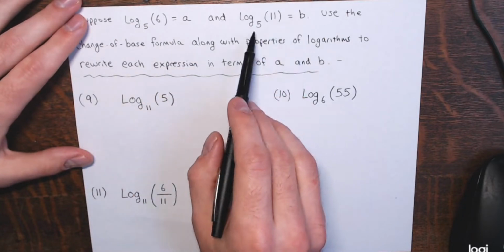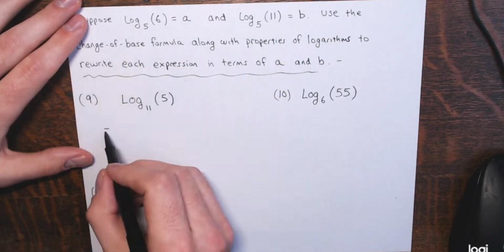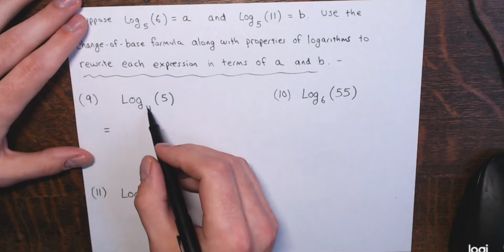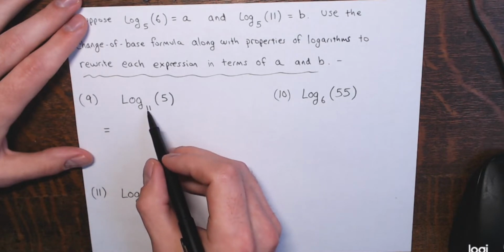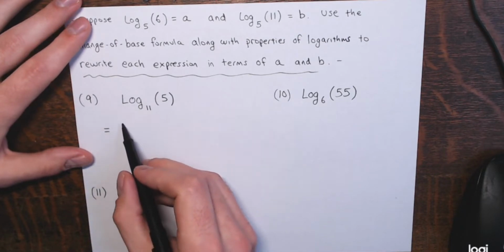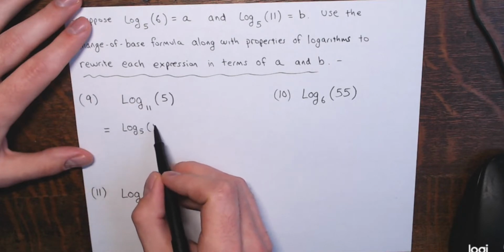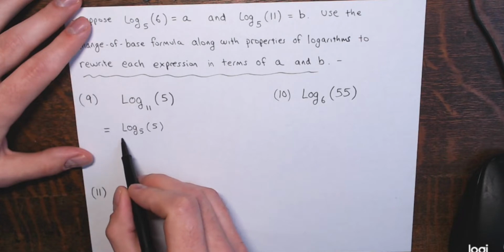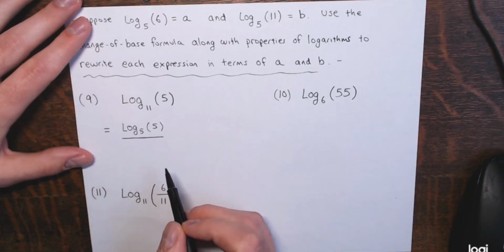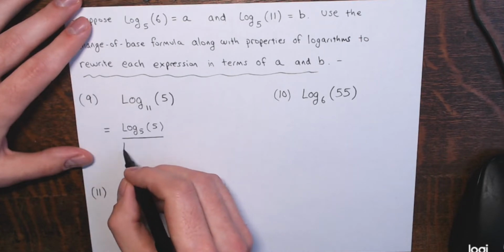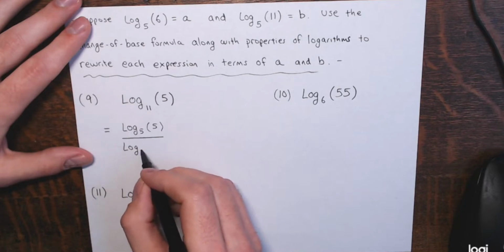For example, see how this is the log base 11 of 5, but both a and b are logs with base 5. So I use the change of base formula, change this to, instead of being base 11, I change it to base 5. So this is the log base 5 of 5. And remember, you can't just change the base. After you change the base, you then have to divide by this new log base 5 of the original base.